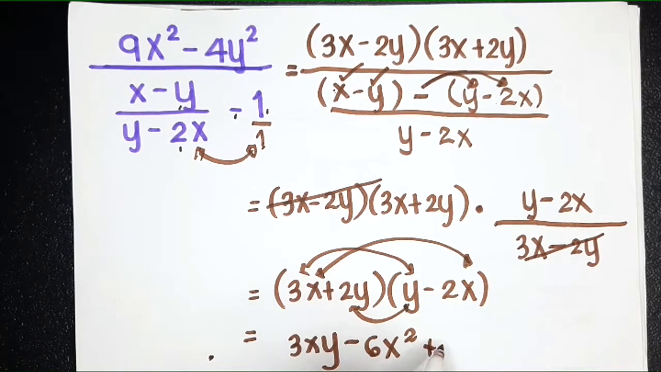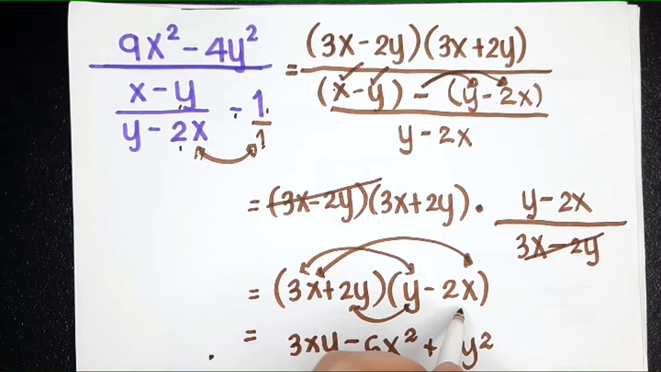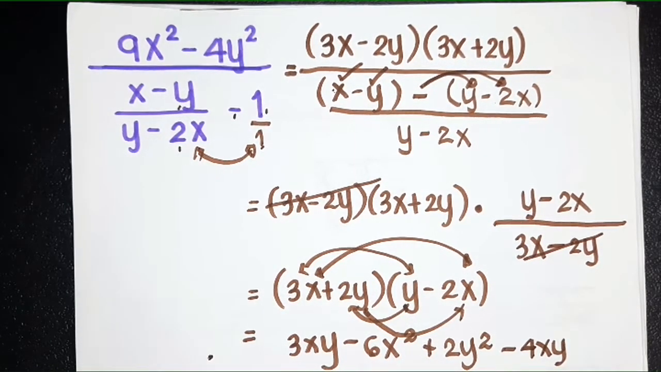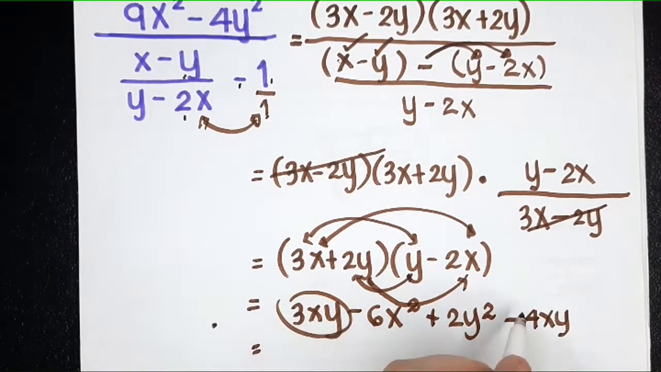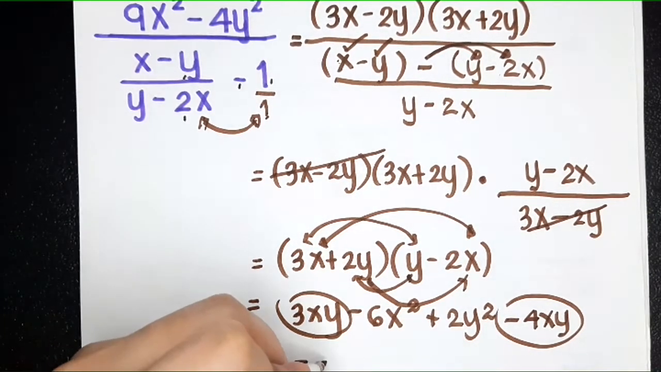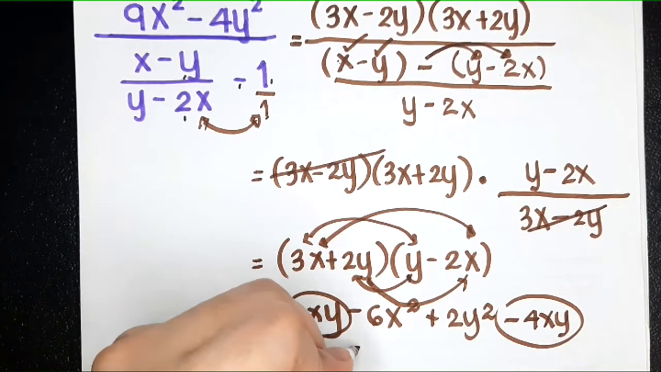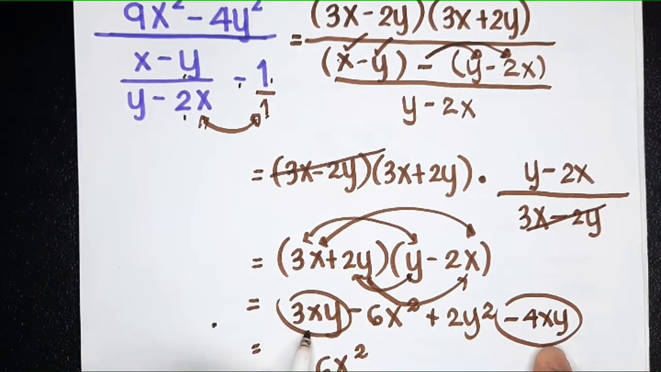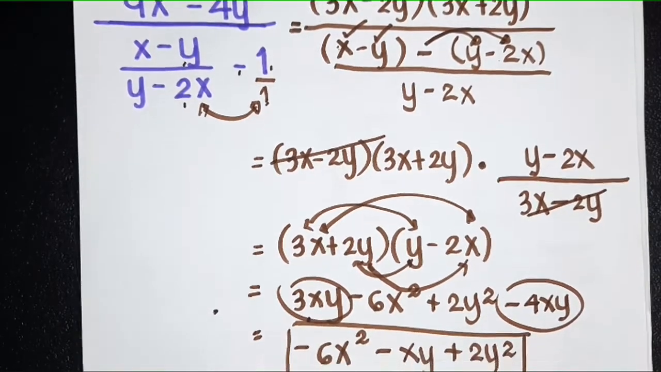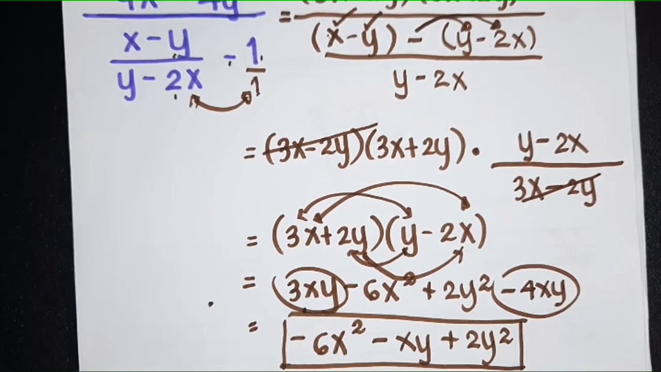Okay, inner terms, what do you get? You'll get 2y squared. What about the last terms? You will get minus 4xy. Okay? So, we collect like terms, this one and this one. Okay? And then, your final answer is, so, unahin ko lang si x. So, negative 6x squared. And then, ito, ano yan? Minus xy. And then, 2y squared. Okay? So, this is the final answer. Okay? Okay. So, this is method 1.